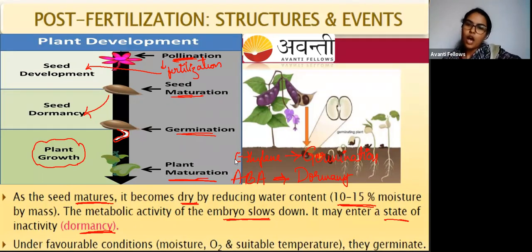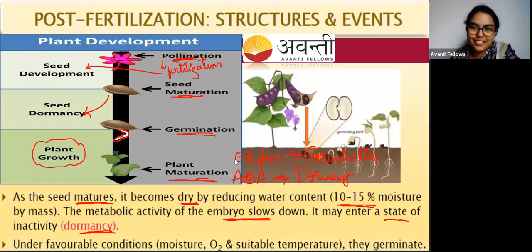Now, how do you break the dormancy? I told you ethylene is one of the hormones by which you can break the dormancy. But naturally, dormancy is broken when the seed gets favorable conditions like moisture, a good amount of oxygen, and suitable temperatures. In those environmental conditions, they will automatically break the dormancy and germinate. So this is the concept of dormancy and the rest.